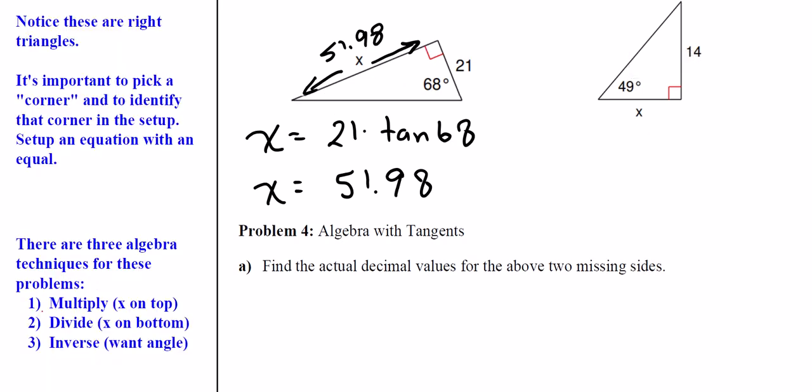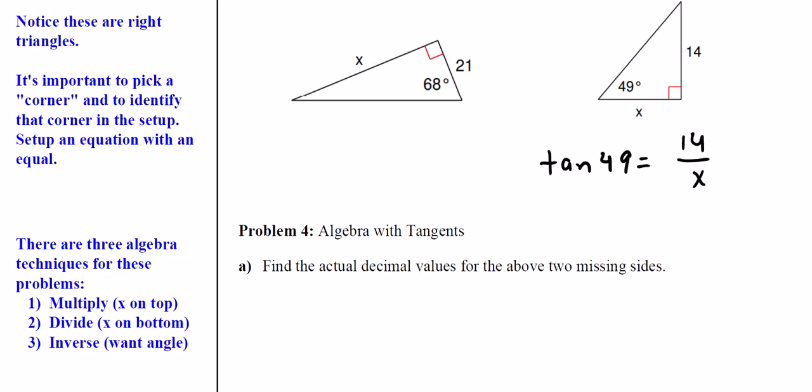Now that was algebra technique number 1. We use that when the x is on top. What do I mean by that? Well, this was the original setup, and you notice that the x was on top. For this triangle, notice that the x is not on top, it's on the bottom this time. So we're going to end up dividing.